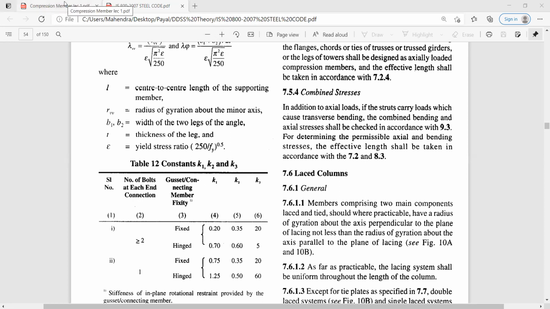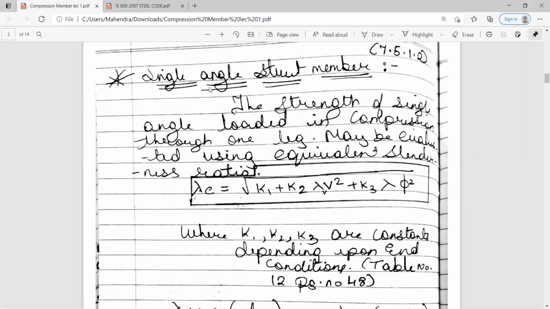So just note down the formula for calculating the single angle strut member that is being given in clause number 7.5.1.2. And if there are any doubts, then you can ask. Yes, Abdullah, hope you understood.